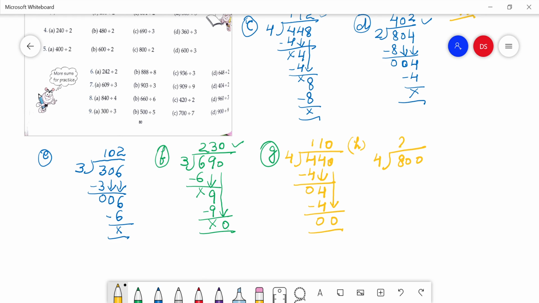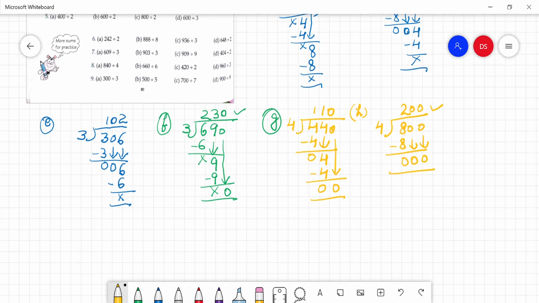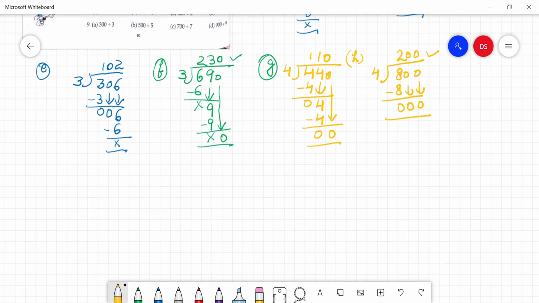Now the dividend is 800 and we have to divide it by 4. 4 2s are 8. 8 minus 8 is 0. Next digit 0, we will put it on the quotient place. Next digit is also 0, we will put it on the quotient place. The answer is 200. When we divide 800 by 4, the answer is 200. Now we will move to next question, question number 2.